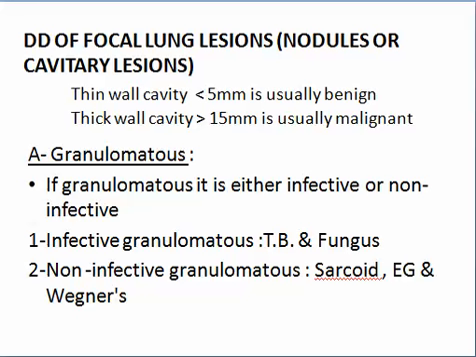Now, what is the differential diagnosis of focal lung lesion, whether nodular or cavitary? Generally, we can group them into two main groups, granuloma and non-granuloma. If it is granulomatous, it could be infective or non-infective. If it is infective granuloma, of course, you go quickly towards TB and fungus, and if it is granulomatous non-infective, you can mention sarcoid, eosinophilic granuloma, and Wegener's granulomatosis.